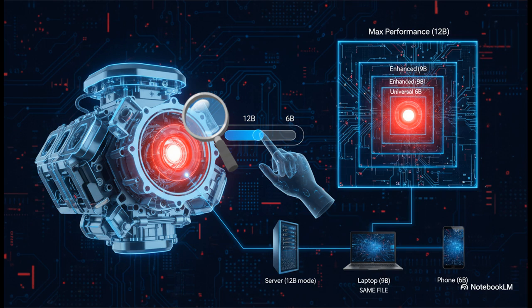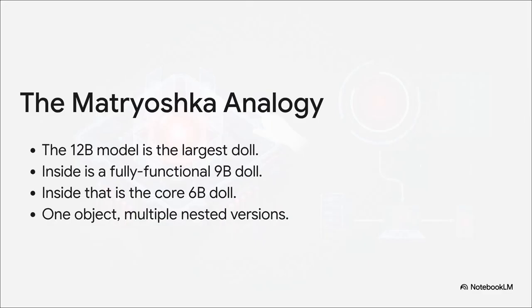They're not separate things. They're like these surgically extractable cores. This is my favorite way to visualize it, the Matryoshka doll analogy. It's just perfect. Think of that big 12B model as the largest doll. You load that one file. But at runtime, you can choose to crack it open and just use the fully functional 9B doll that's nested right inside. Or go one level deeper and run only the tiny core 6B doll. It's one object, one file that contains multiple complete versions of itself.